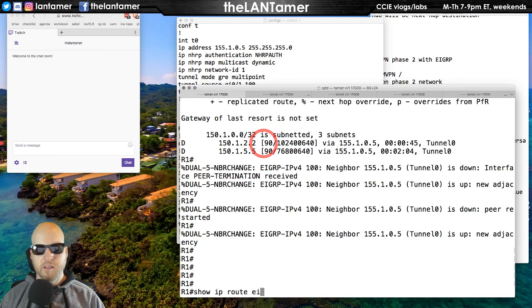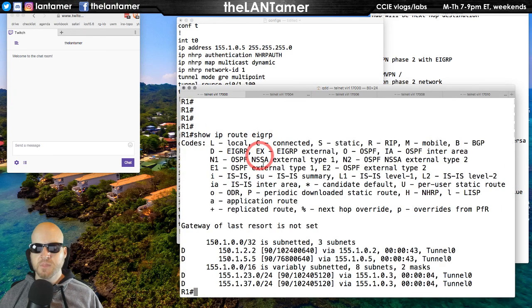So now, show IP route EIGRP. Okay, notice it's still the same physical interface. It's still the same interface, logical in this case, tunnel 0. But now we have our new next hop. So now we know, hey, if I want to get here, I definitely need to form a tunnel with this guy.